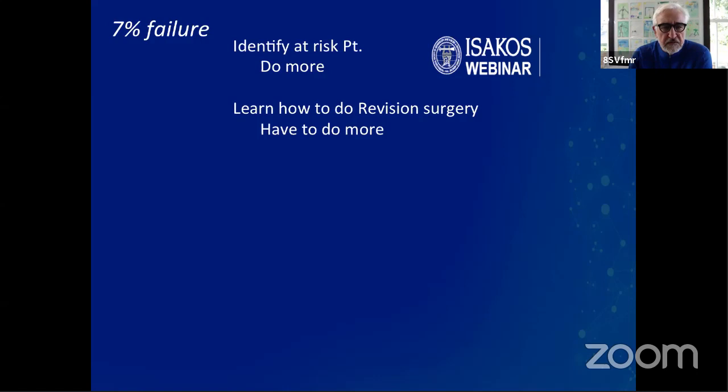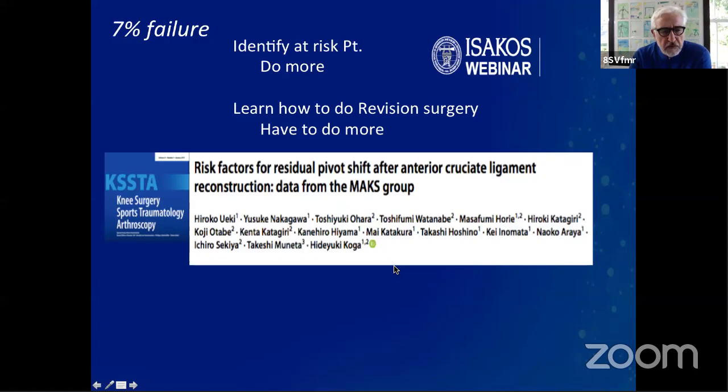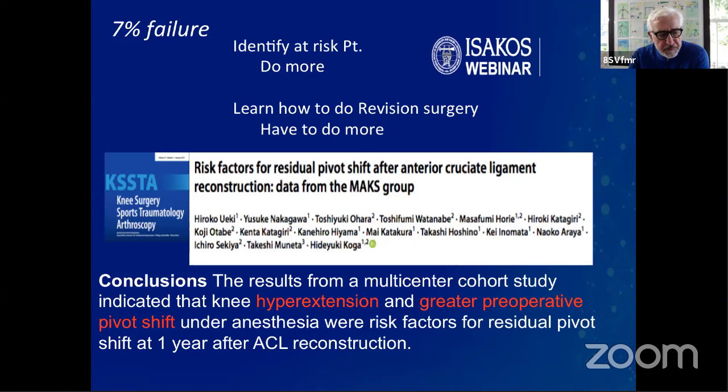And this is a good study from the group from Japan, and they looked at risk factors for residual pivot shift after anterior cruciate ligament reconstruction. Their conclusion was that hyperextension and a greater preoperative pivot shift, so that huge pivot shift, and we all know these are the patients we don't like in our clinic because we know they're going to give us problems. But these are risk factors, and if they have that, you cannot just fall back on a normal ACL and repairing everything. You have to do more.